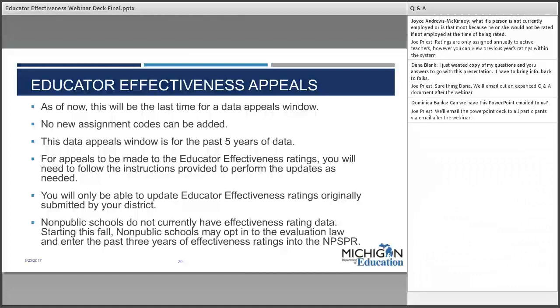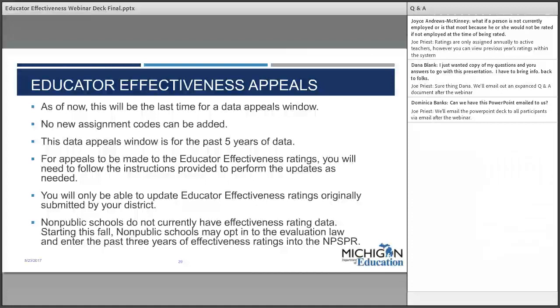District REP authorized users will only be able to update educator effectiveness ratings that were originally submitted by that district. So if you have moved districts and a rating is inaccurate for a previous district that you worked with, your new district will not be able to submit that appeal. They will not even be able to see the data for that district. So you will need to contact your former district and work with them to have that appeal submitted within the REP.